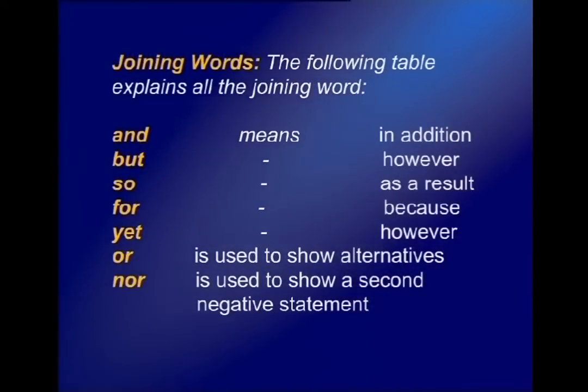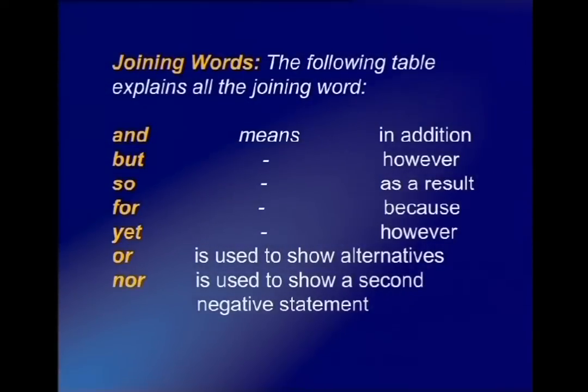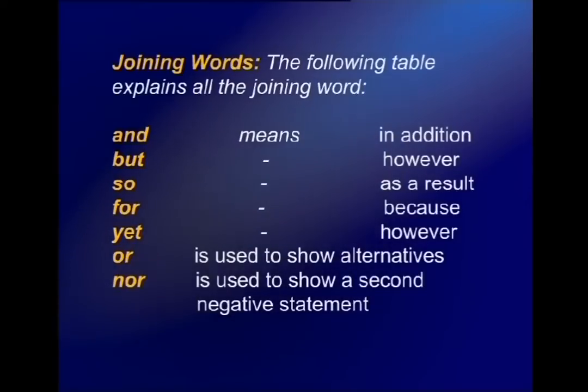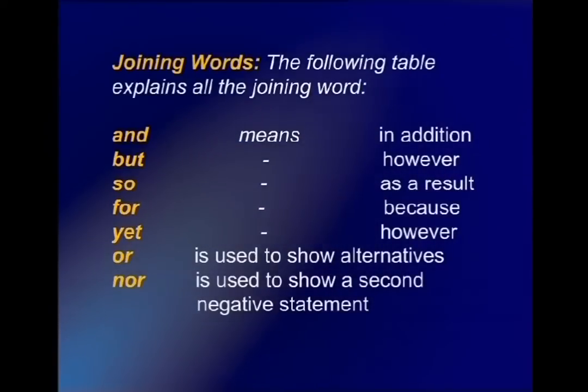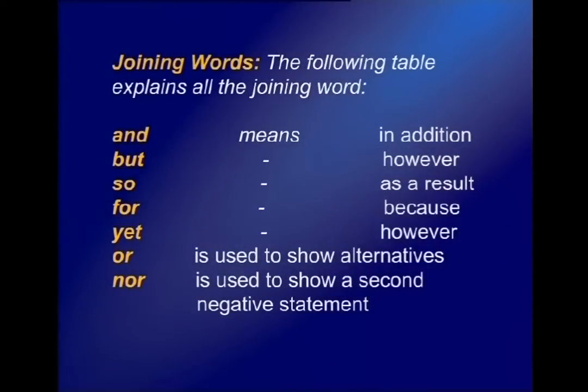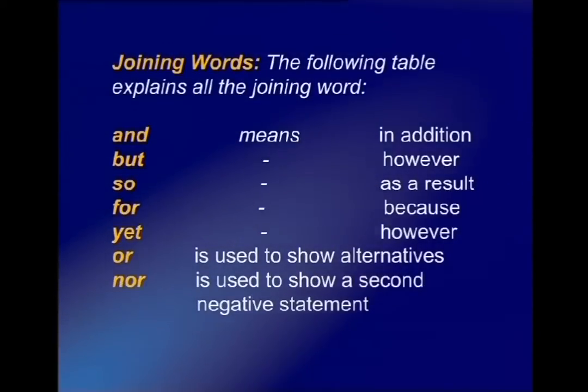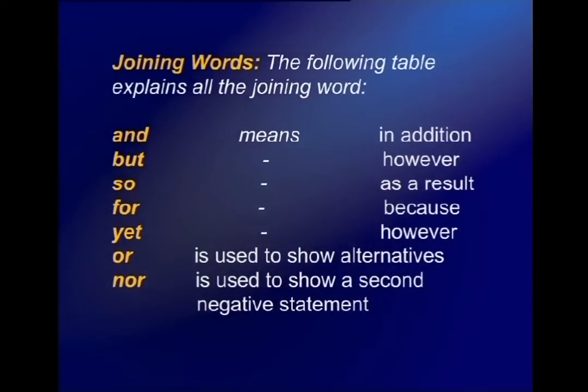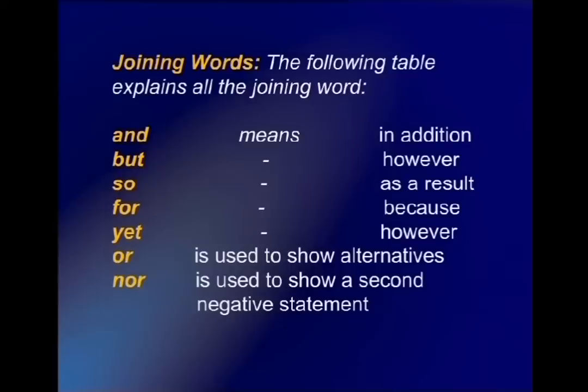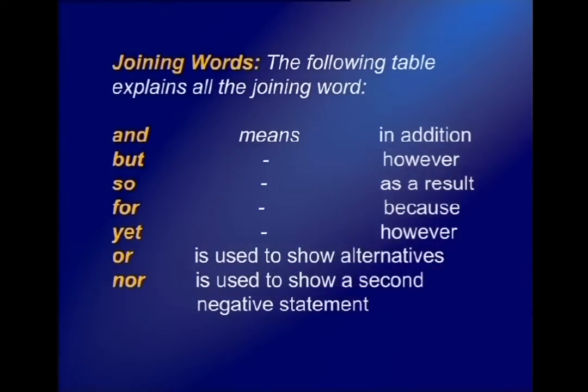A little bit more about joining words. In the two examples that you saw, the two simple sentences have been connected by using a comma plus the joining words known as coordinating conjunctions that can be used to connect two ideas. You will see a table on your screen and the table explains all the joining words and what they mean, what they stand for. And means in addition, but means however, so means as a result, for means because, yet means however, or is used to show alternatives, and nor is used to show a second negative statement.